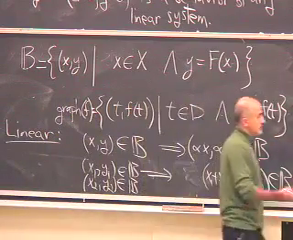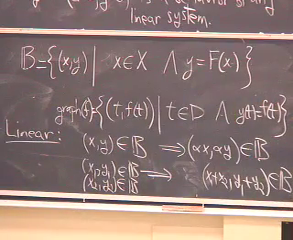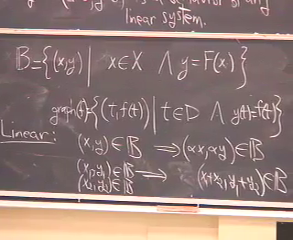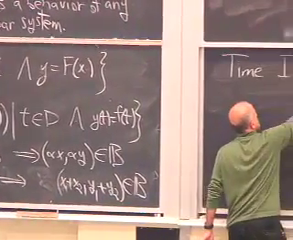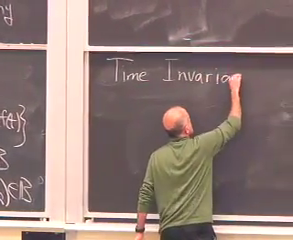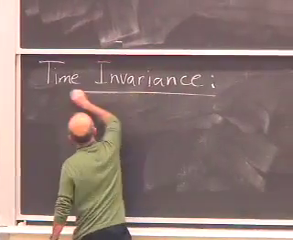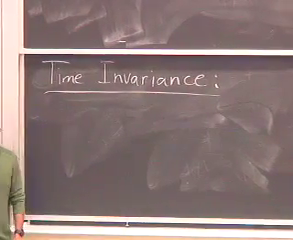Okay, so I think that's about all I wanted to say about linearity. Another important property is time invariance, or shift invariance, if time doesn't happen to be your variable of interest.